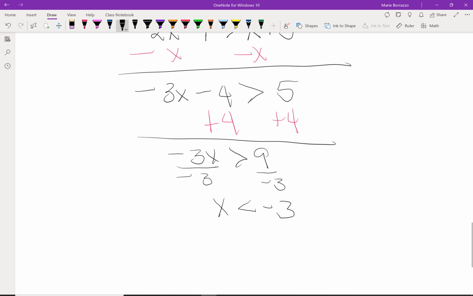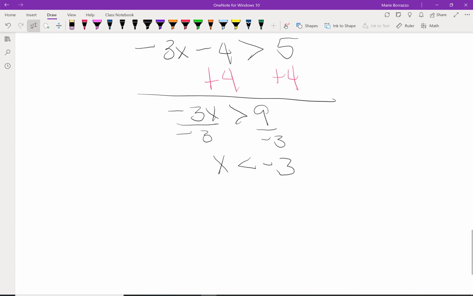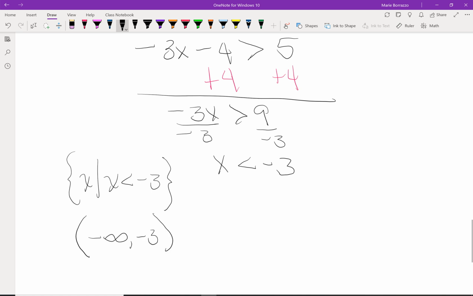Not inclusive. So if I'm thinking of this as a graph, first of all, in set builder notation, this would be x is in the set of values such that x is less than negative 3. In interval notation, this would be negative infinity to negative 3, not inclusive. So remember, this is set builder, this is interval notation.